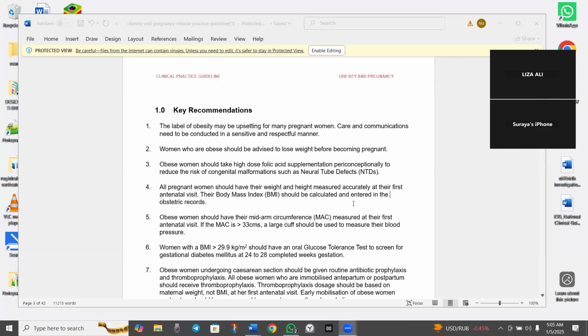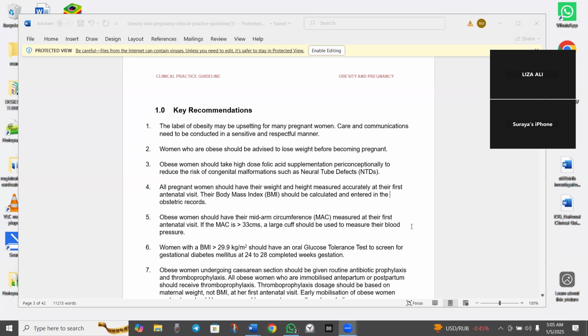If her MAC, mid-arm circumference, is more than 33 centimeter, then we have to use a larger cuff for blood pressure measurement. She has to have a blood pressure measurement every visit along with the routine urine test. This is the routine in the clinics.